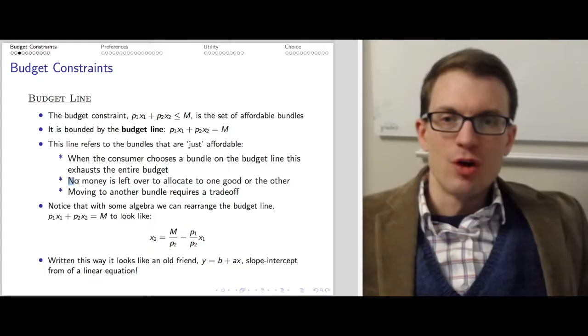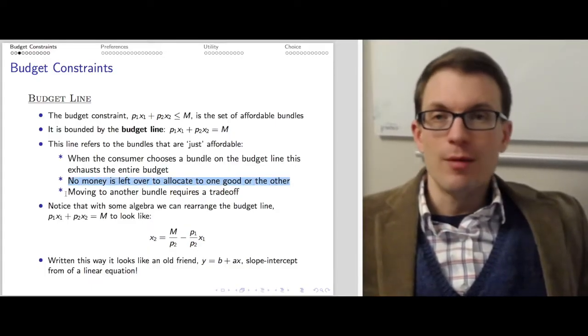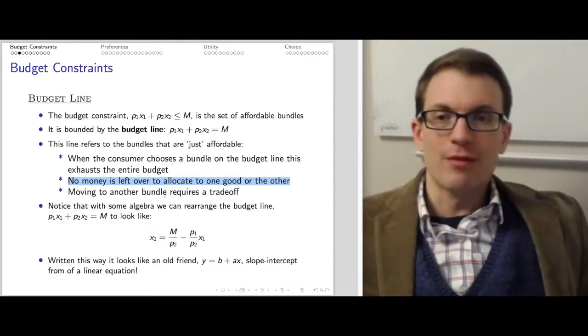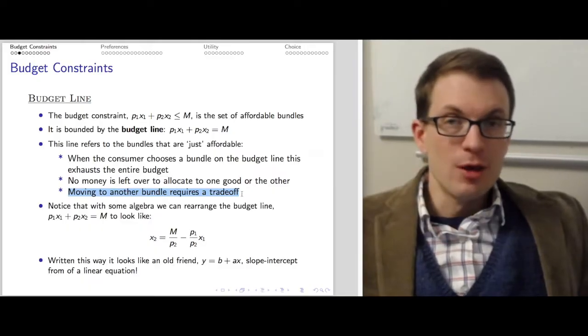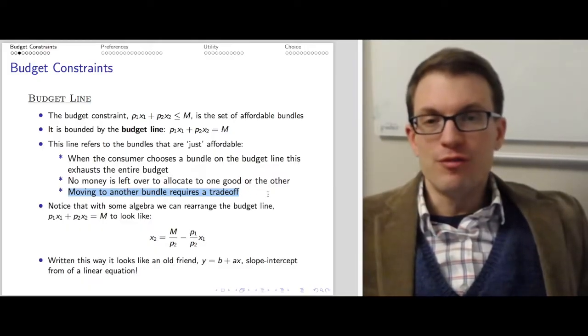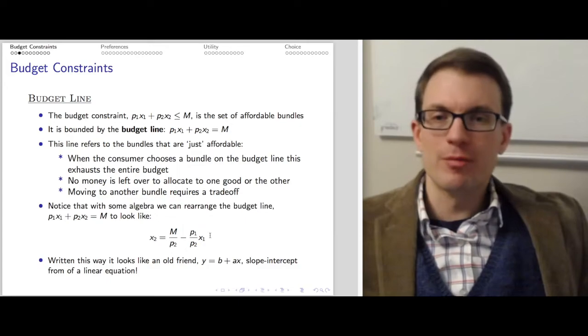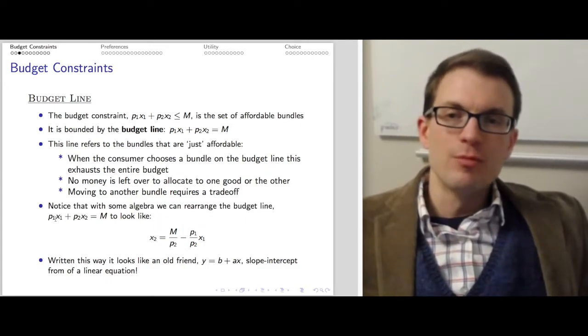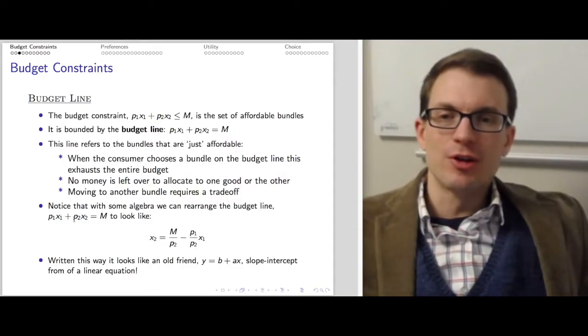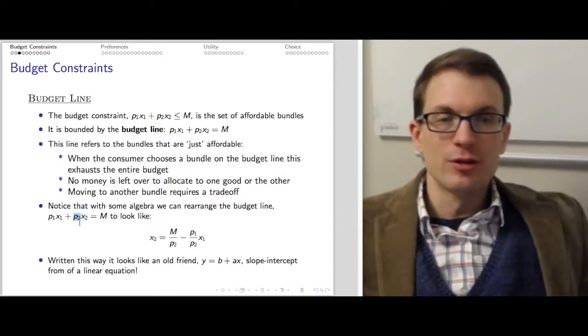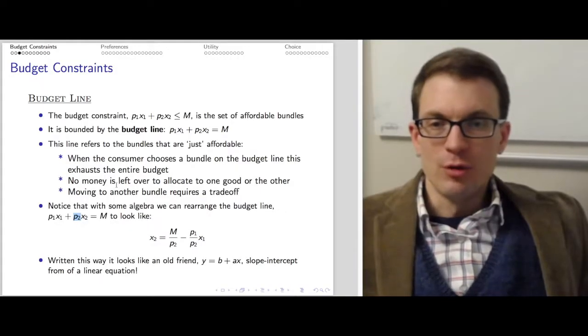There's no money left over to allocate to one good or the other, which means if you decide that you want more of good one or more of good two, you're going to have to face a trade-off, right? There's scarcity. Moving to another bundle requires a trade-off, much like moving between efficient bundles on the production possibilities frontier. And as you might suspect, that rate of trade-off is going to be governed by the price ratio. The price ratio, P1 divided by P2, is going to give us the rate at which the market is going to allow the consumer to make that trade-off. Well, anyway, we haven't gotten there yet.